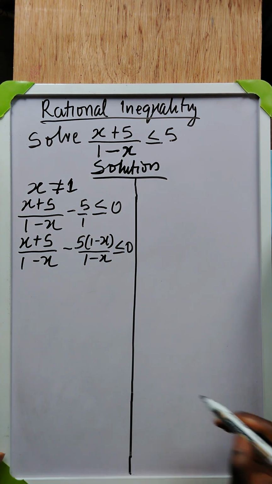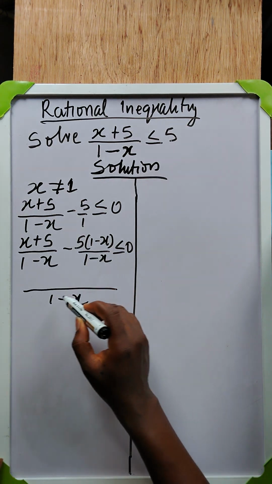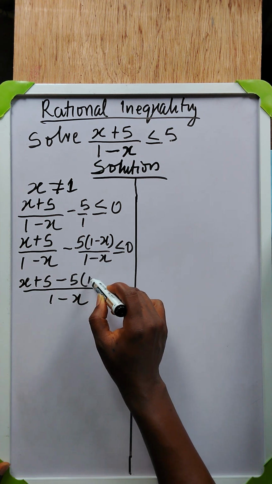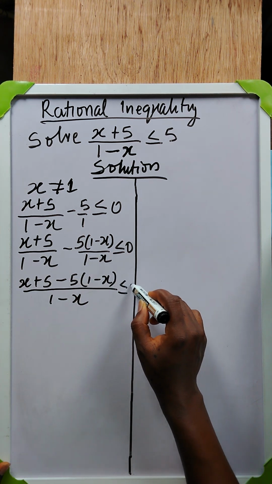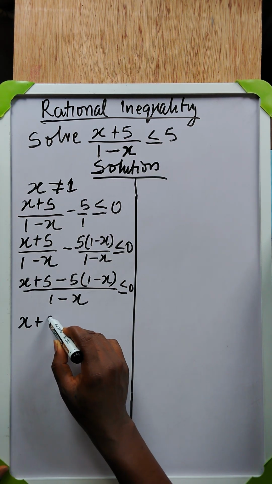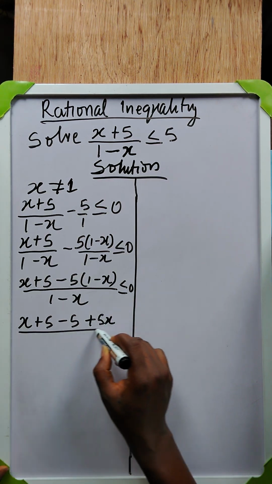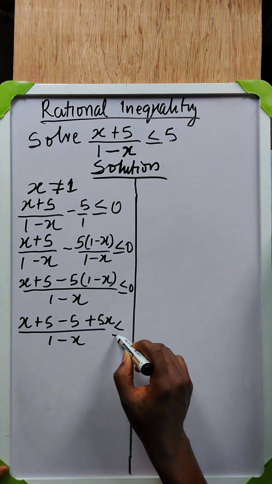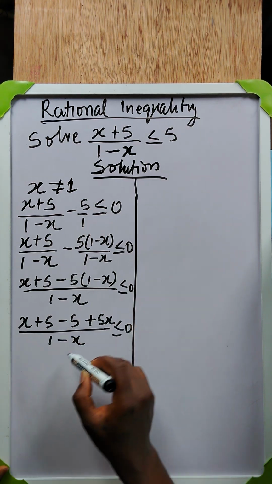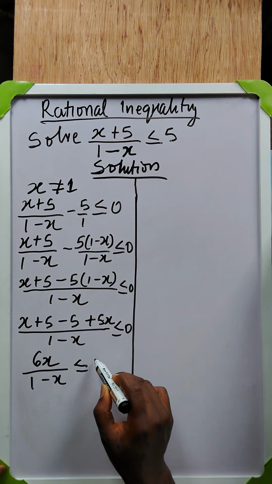The next thing is to find the LCD. These are like fractions now, 1 - x, so we'll just deal with the numerator. x + 5 - 5(1 - x) is less than or equal to 0. Simplify the numerator. You have x + 5 - 5 + 5x all over (1 - x) is less than or equal to 0. So this and this is 0. x + 5x, we have 6x all over (1 - x) is less than or equal to 0.